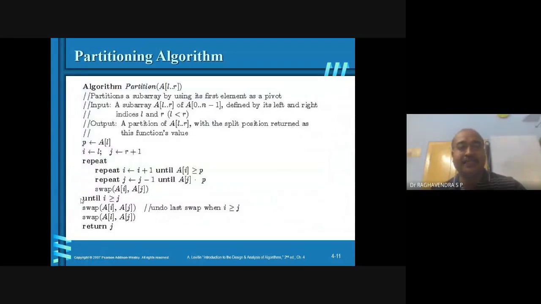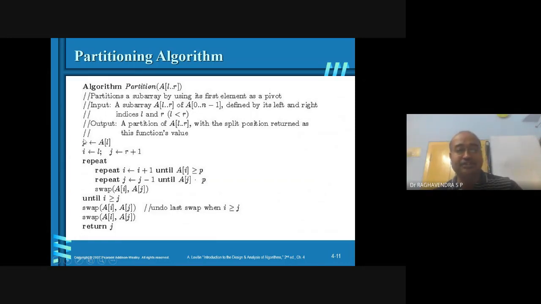This algorithm partitions a subarray by using its first element as a pivot. The first element will always be declared as the pivot element. The subarray A of l to r, left to right, where l means left and r means right, of A of 0 to n minus 1, that is the entire array, is defined by its left and right indices, l and r. When the sorting is over, the output you get is a partition of A of l to r with the split position returned as the function's value.